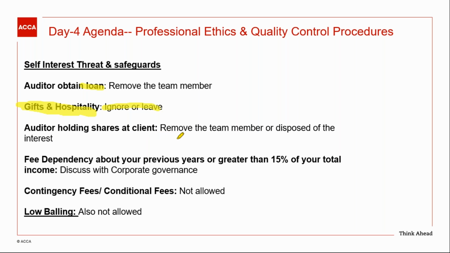So what should be the safeguard? Remove the team member who holds the shares in the company, or the team member can dispose of the interest, meaning the auditor can sell their shares of the client, so that going forward the team member does not have any self-interest at the client. Afterwards he or she can do the audit with proper ethical principles. This is another example of an auditor holding shares at a client.